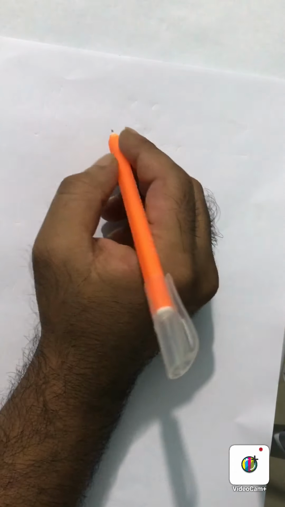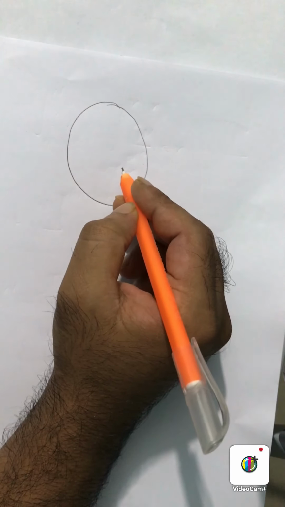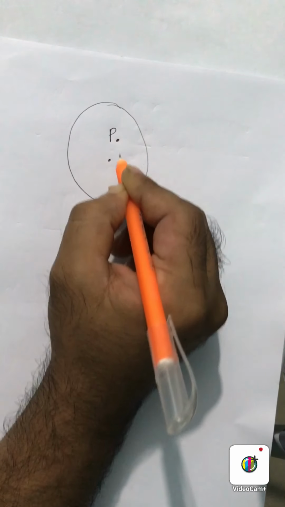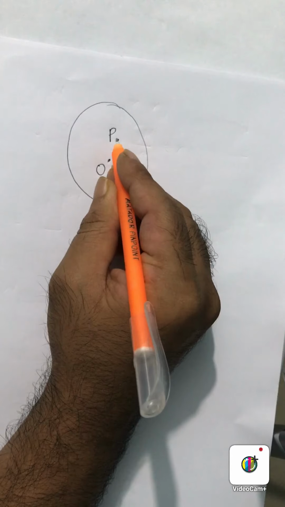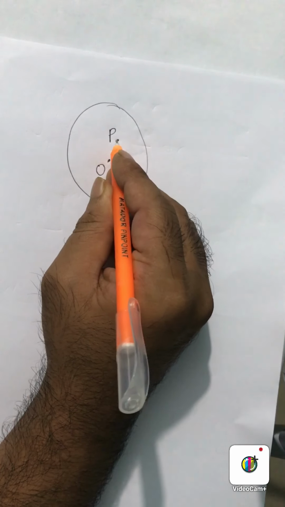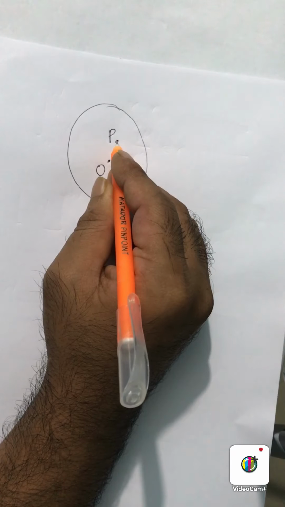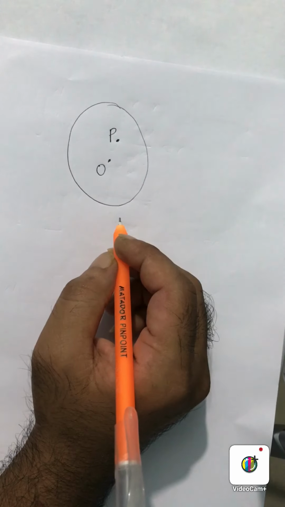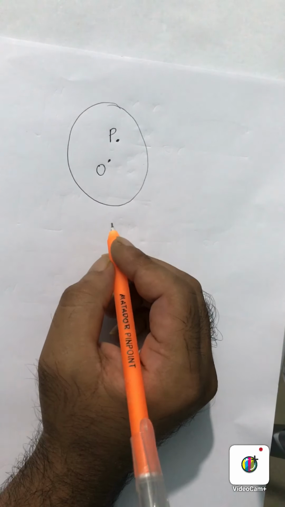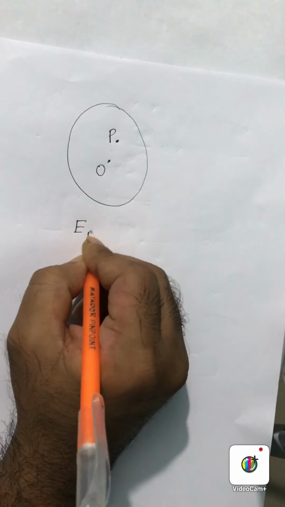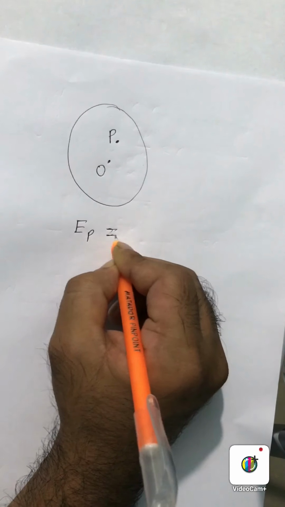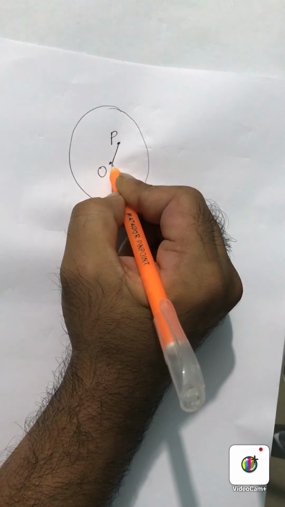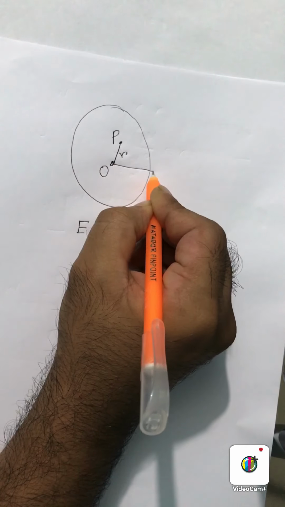For a hollow sphere, inside a hollow sphere at any point P, O is the center and P is the point at which we calculate the gravitational field intensity and gravitational potential for the hollow sphere. The formula is E_P equal to GM divided by r squared. Here r is the distance from O to P, and the radius is a.